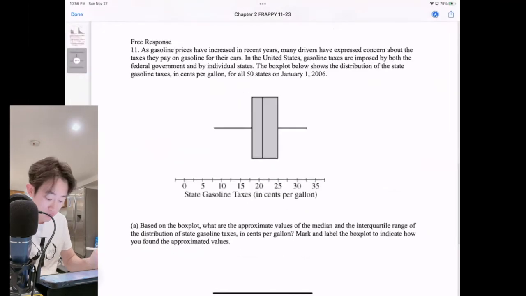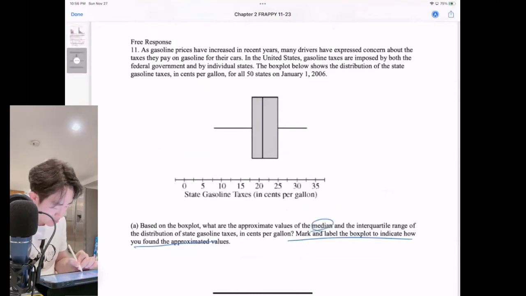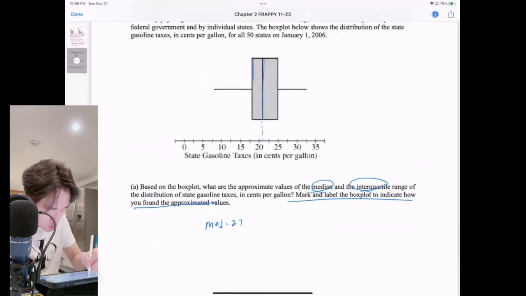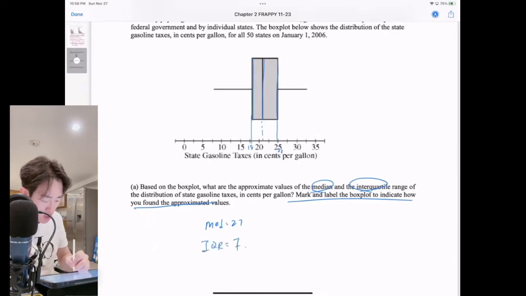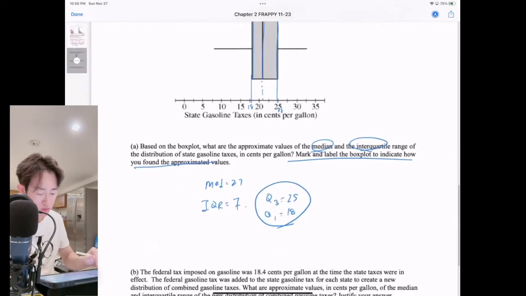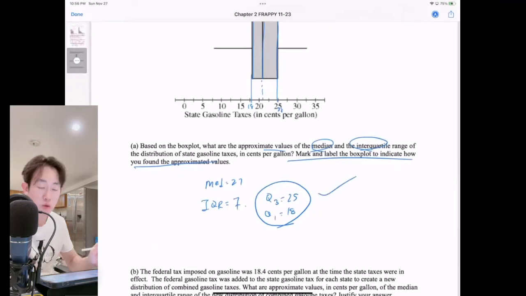The second question is even easier. We want to mark and label the box plot for the median and the interquartile range. I would say the median is about 21-ish, median 21. For the interquartile range, Q1 is about 18-ish, with Q3 being 25. So IQR is about 7, Q3 being 25, and Q1 being about 18 or so. I think you could just say that, and I don't think there's going to be any problem.